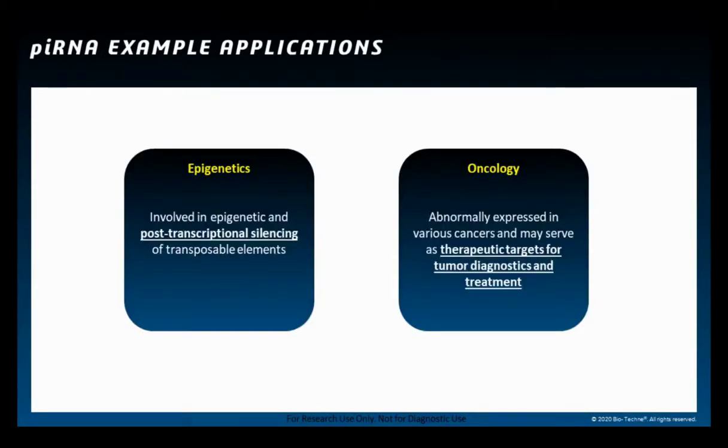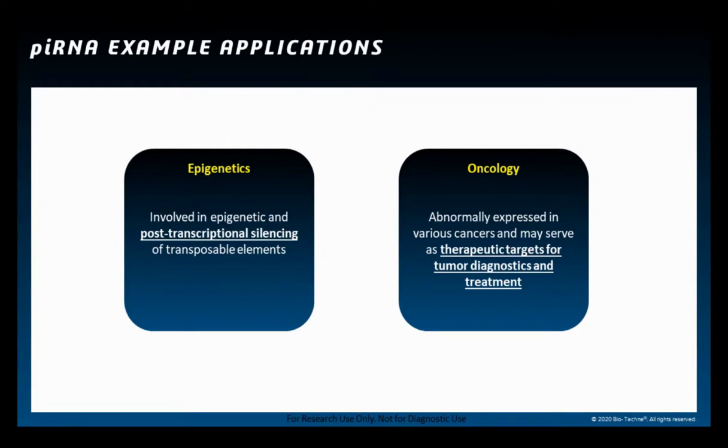Finally, our last application is detection of piRNAs. Now, these are by far considered the largest class of small non-coding RNA molecules. And as mentioned previously, they range between 26 to 36 nucleotides in length, longer than traditional microRNAs. Now, piRNAs are involved in two key research areas, which include epigenetics and oncology.